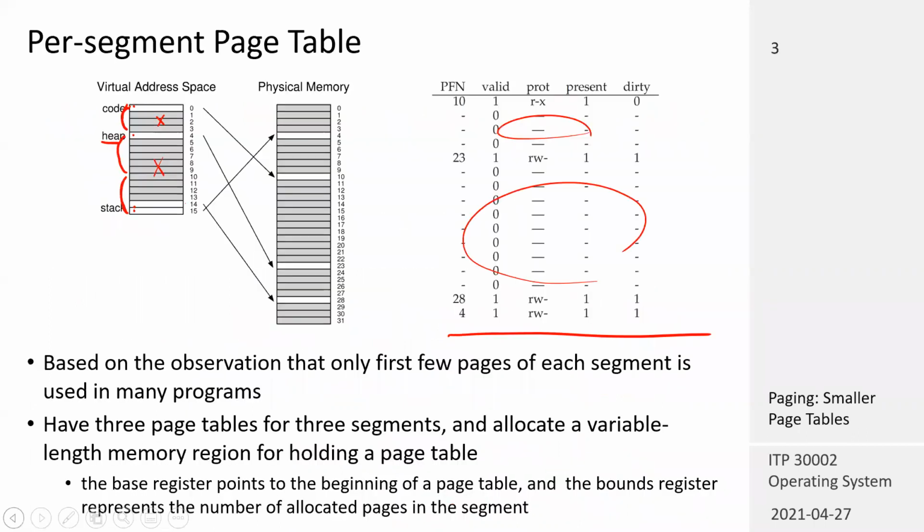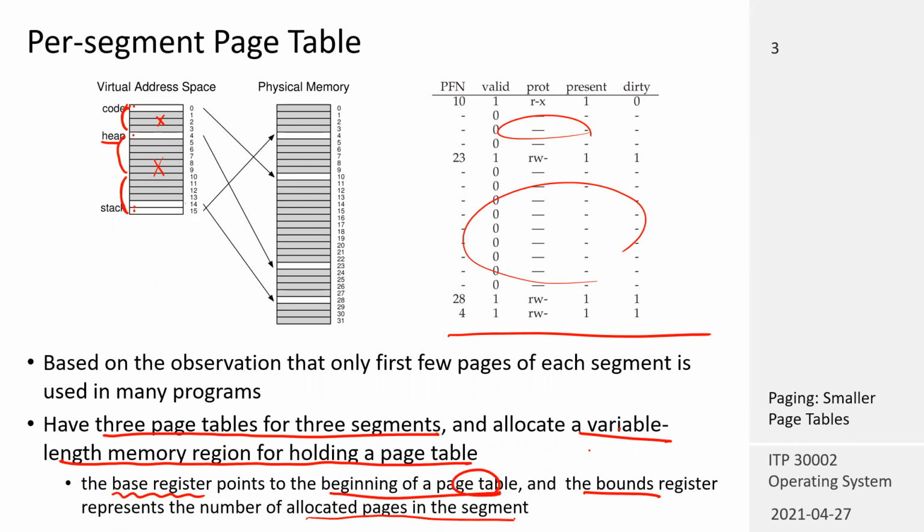Yeah, so here the idea is, why don't we have a page table for each of the 3 segments, and allocate a variable length memory region for holding each page table. This can be done by using existing base registers, which now point to the beginning of each page table, and bound registers, which represent the number of allocated page entries in the segment.